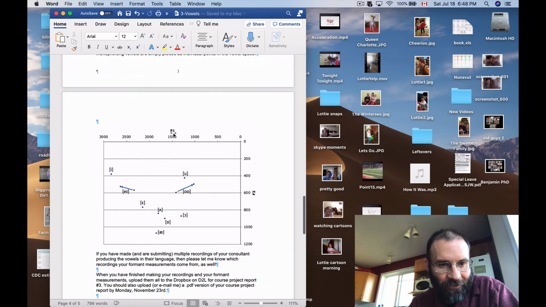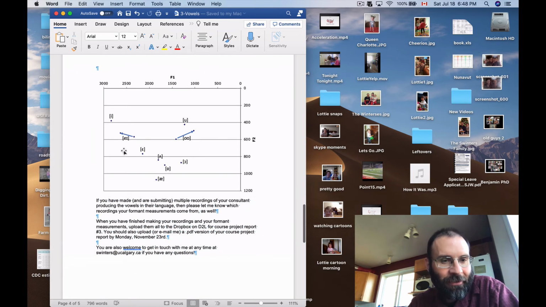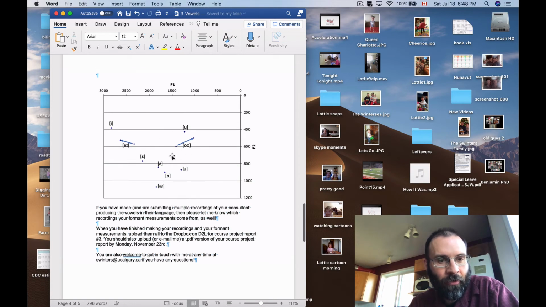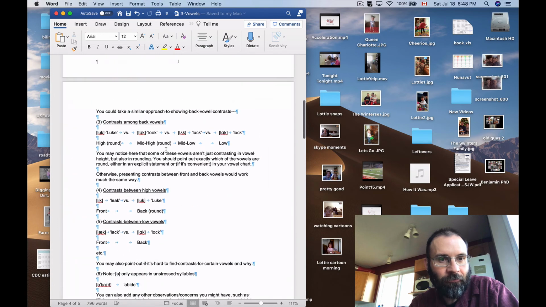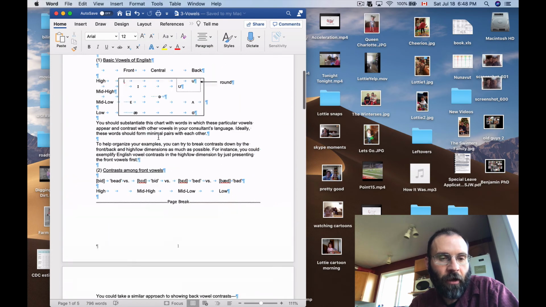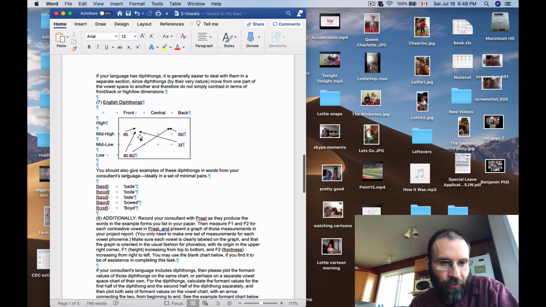Again, get the dimensions labeled correctly, get the plot points measured and labeled correctly, and make sure you have an example of measurements for every single vowel you're presenting in the original chart, for both your monophthongs and your diphthongs.